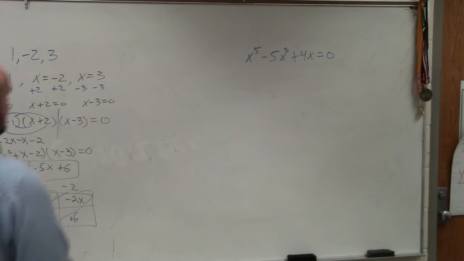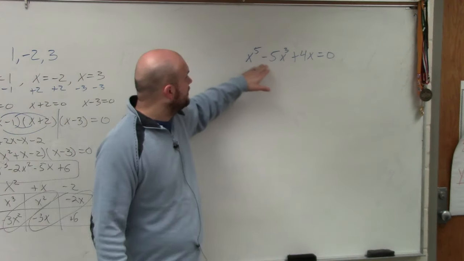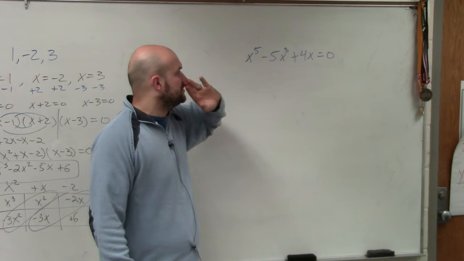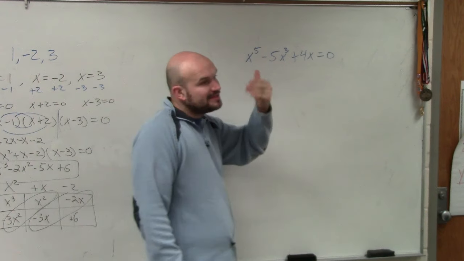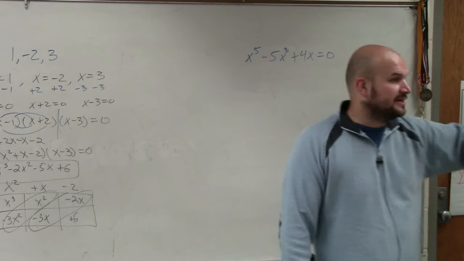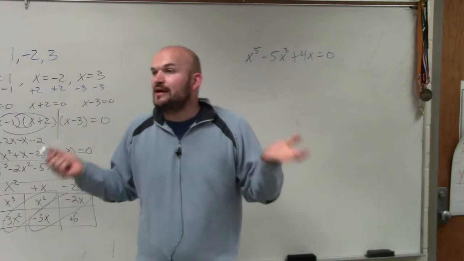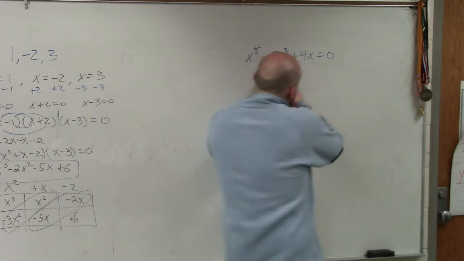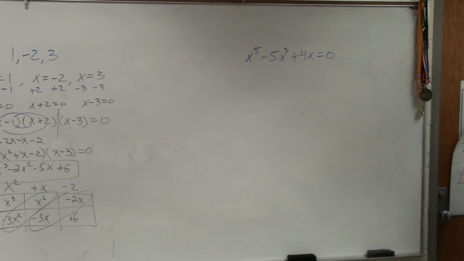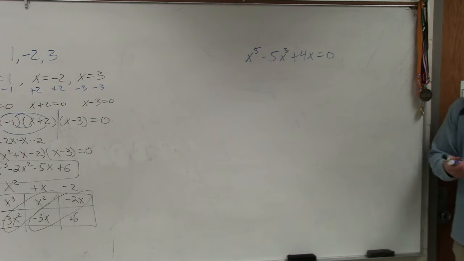So the last one here states, ladies and gentlemen, we have x to the fifth minus 5x cubed plus 4x equals 0. So what we did last class was I showed you guys some factoring techniques. The first important thing, guys, is we always want to see, can we factor out a GCF? Can we factor out a common factor? And you look at all these, and you say, yeah, they share something. What do they share, though? Does anybody want to raise their hand? Yes? They share an x. So we factor out an x.